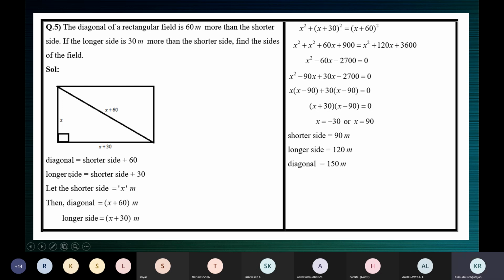So like this, you can assume the longer side also as x. Anybody can be x, children. So you will get different expressions, but the final answer will be the same for all of us.